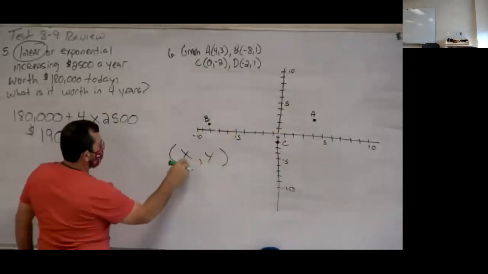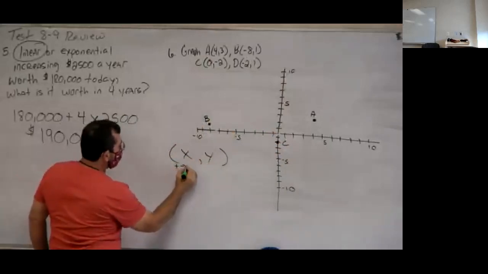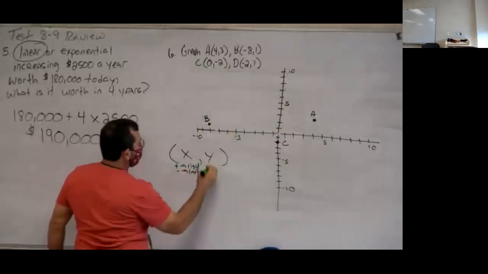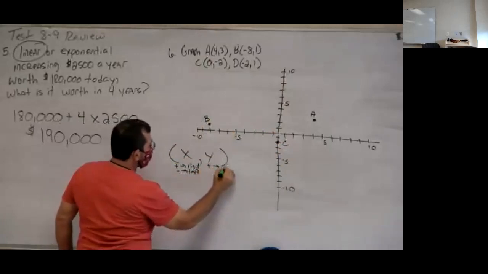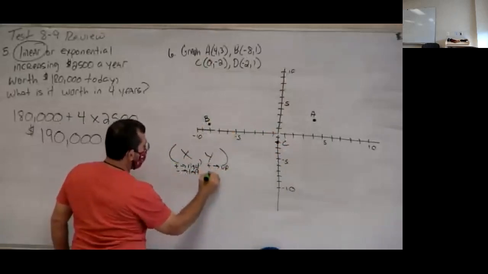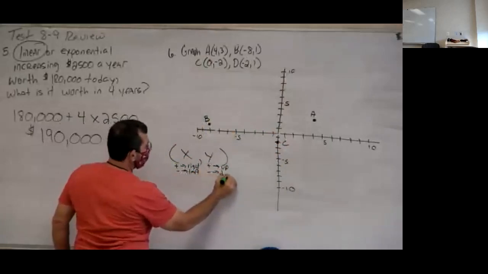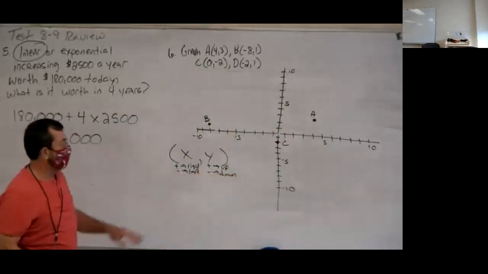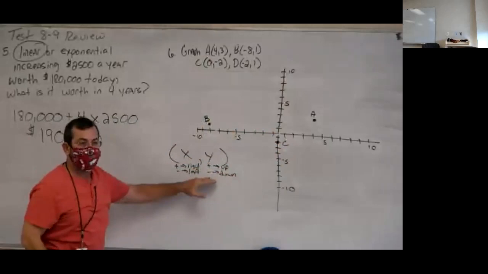So remember, these points are like an X and a Y. If the X is positive, it moves right. If it's negative, it moves left. If the Y is positive, it moves up. If it's negative, it'll move down. Okay, so that's how your points can either go left or right, and then up or down, okay?